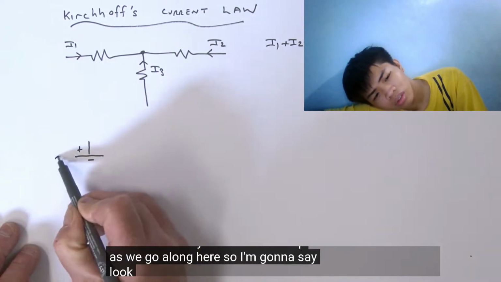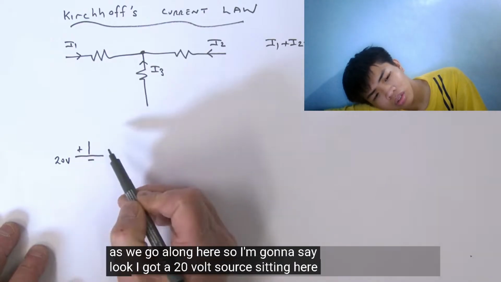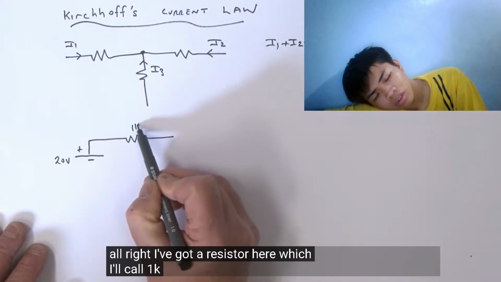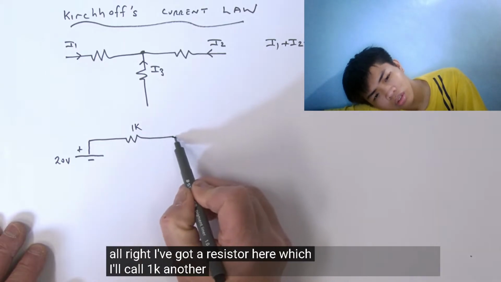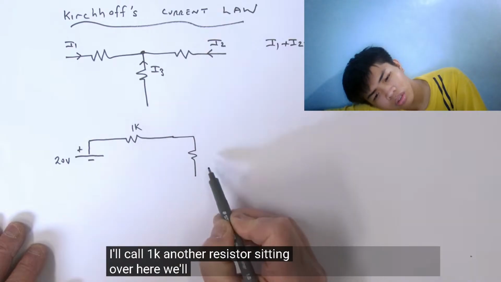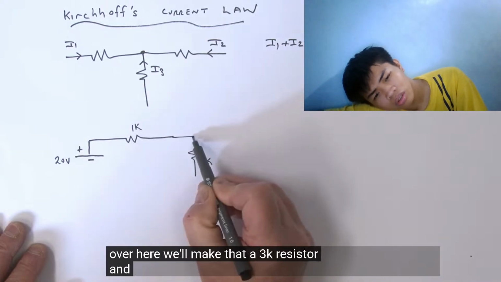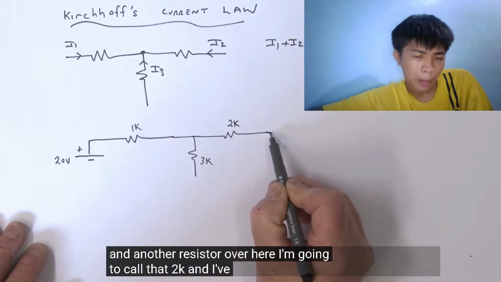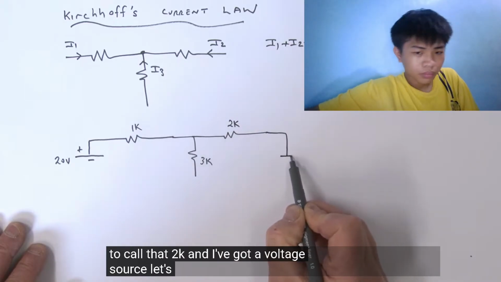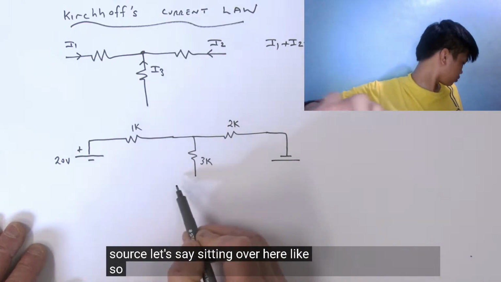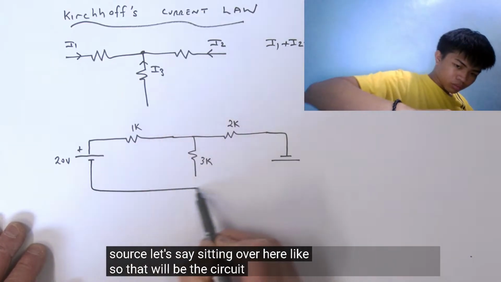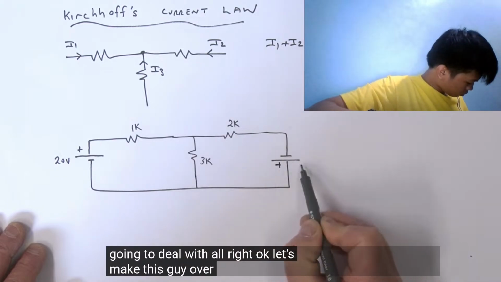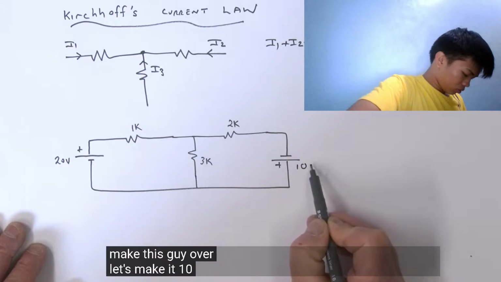So I'm going to say, look, I've got a 20 volt source sitting here like so. All right, I've got a resistor here, which I'll call 1K. Another resistor sitting over here, we'll make that a 3K resistor. And another resistor over here, I'm going to call that 2K. And I've got a voltage source sitting over here like so. That will be the circuit that we're going to deal with. All right. Okay, let's make this guy over here 10 volts.